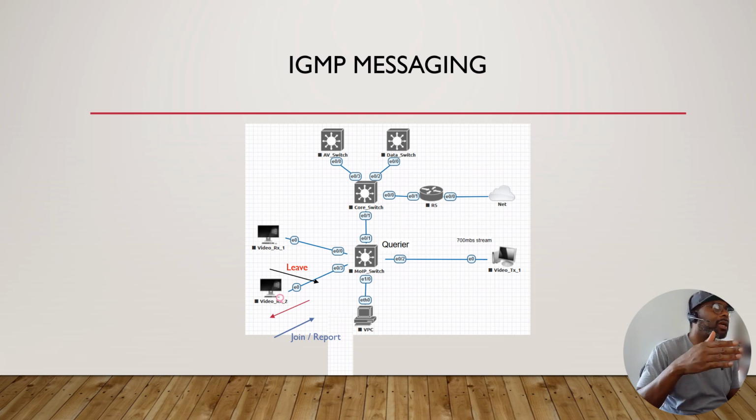And the last mechanism I'm going to talk about is the leave mechanism. It's a message sent by a host or a device to the querier to indicate that they no longer want to be a member of a specific multicast group. That multicast IP address is 224.0.0.2.